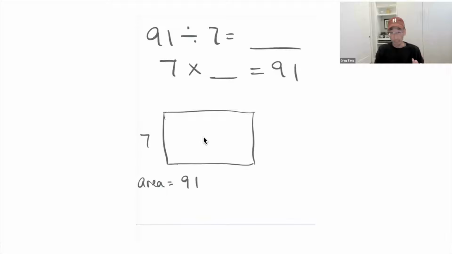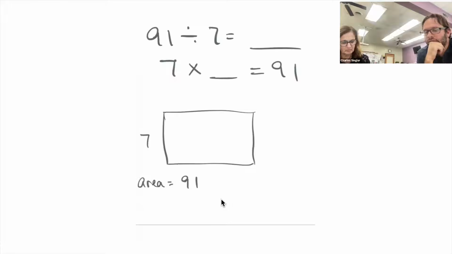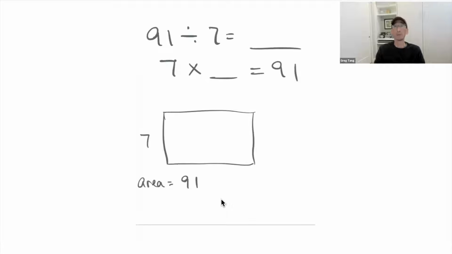And then the question would be, okay, kids, does anybody know seven times what equals 91? Is that a fact that you should know off the top of your head? And I would want them to say yes or no. What would they say? Is that a fact you're supposed to know off the top of your head? Seven times what is 91? No. No. Why not? Like, which facts are you supposed to know off the top of your head?